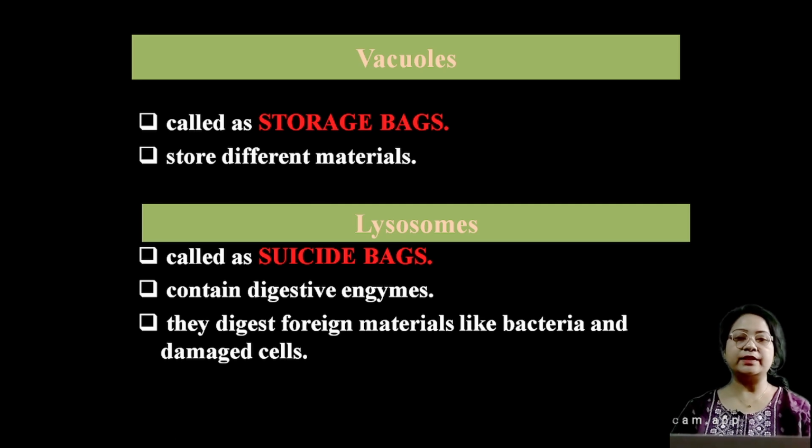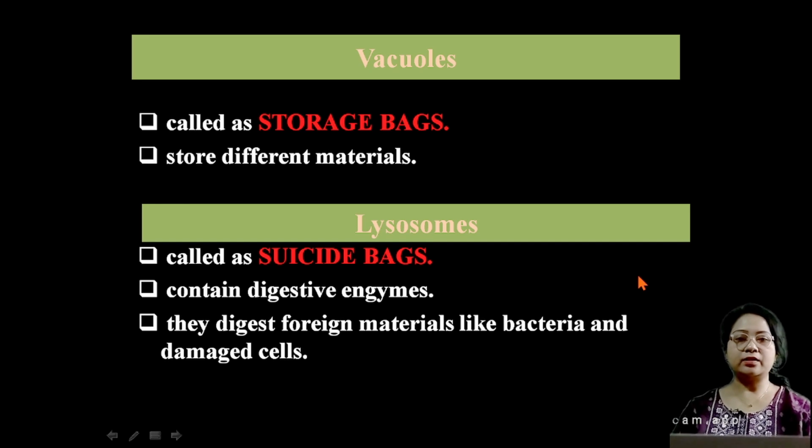So whenever the cell becomes damaged, or some bacteria enter inside a cell, what does the lysosome do? The lysosome acts as a suicidal bag, and as it contains its own enzymes, what does it do? It will digest its own cell. Okay, that means it will eat its own cell whenever required.